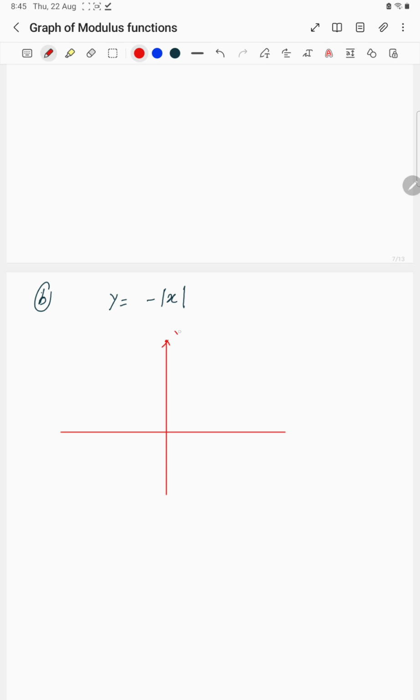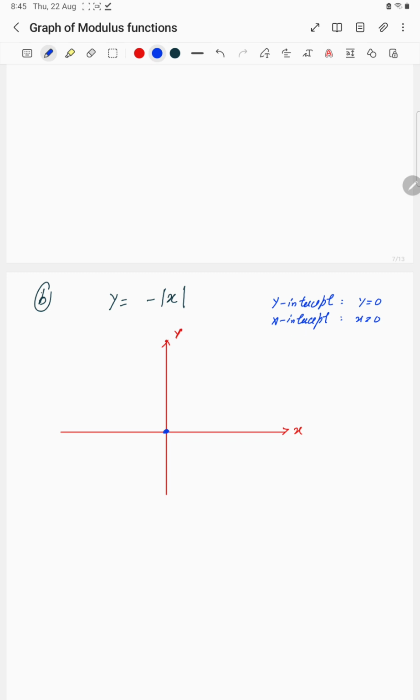This is what y-axis, this is what x-axis. First get the intercepts. Y-intercept, y is 0, x-intercept, x is 0 for here. So it means this is the turning point of it.